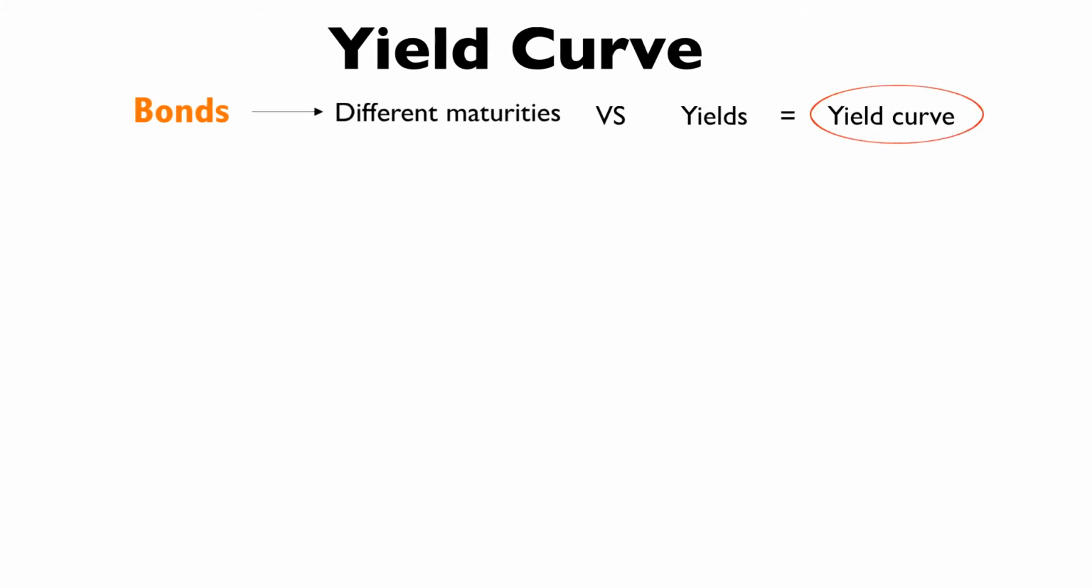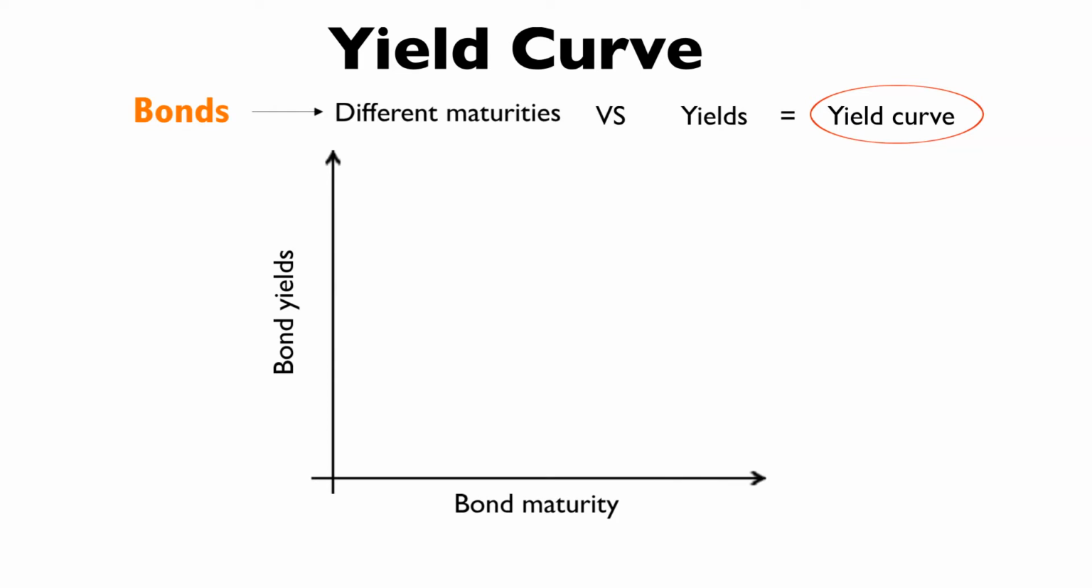Therefore, if you take a bunch of bonds with different maturities but equal risk and plot their yields, then you get the yield curve. So, we have bond yields on the y-axis and bond maturity on the x-axis. What's bond maturity? This is simply how long before the bond expires. Bonds operate a lot like debt and at some point need to be paid back. Watch our short video on bonds to learn more about bond maturity.